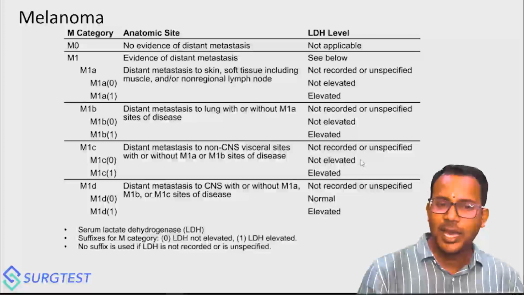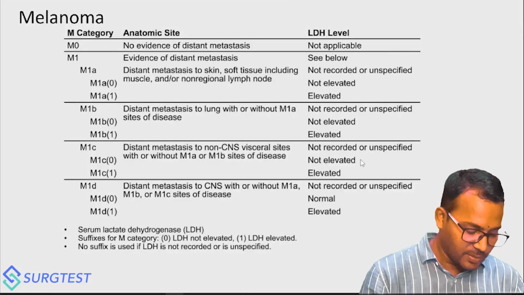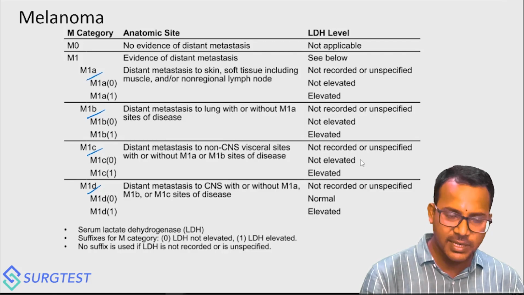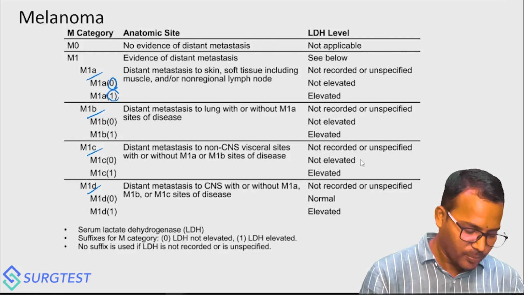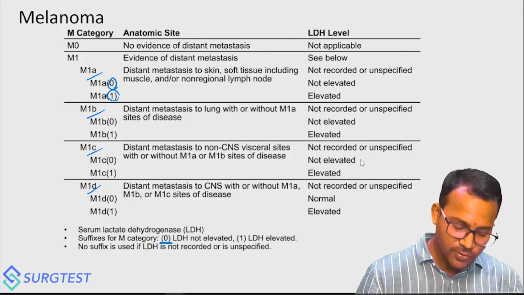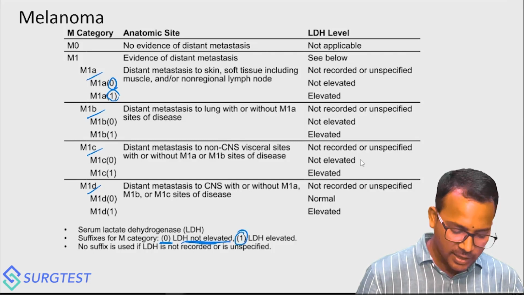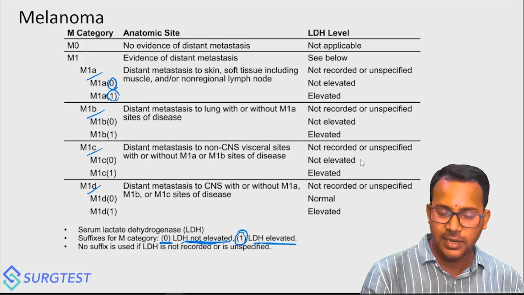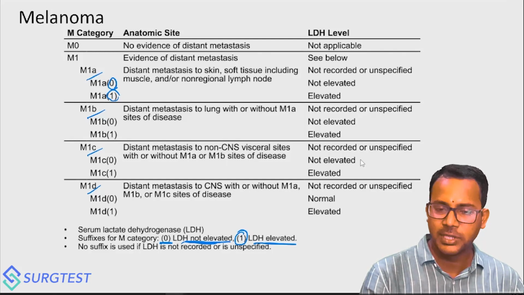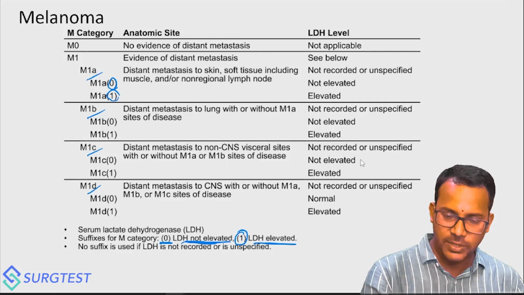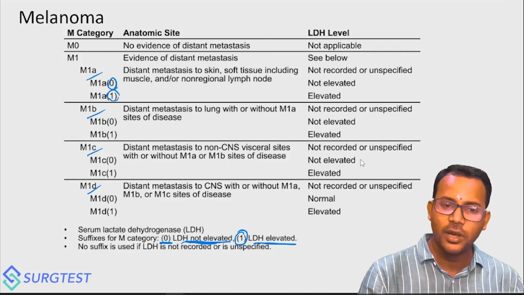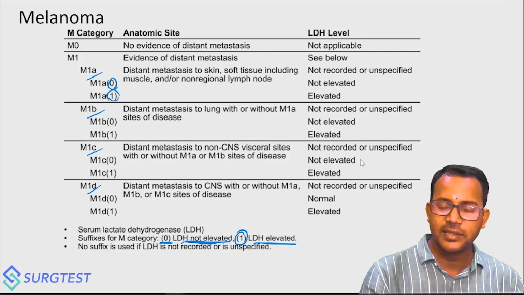Coming to the M category. The M category is important for you to remember, because in the M category also you have M1 A, B, C, and D. And in each of the metastatic categories, again, you have 0 and 1. 0 is for those patients wherein LDH is not elevated, and 1 is for those wherein LDH is elevated. So this brings us to another juncture wherein you understand that malignant melanoma is a kind of cancer wherein non-anatomical markers like your serum markers are taken into account for the stage grouping or metastatic categorization of the patient.